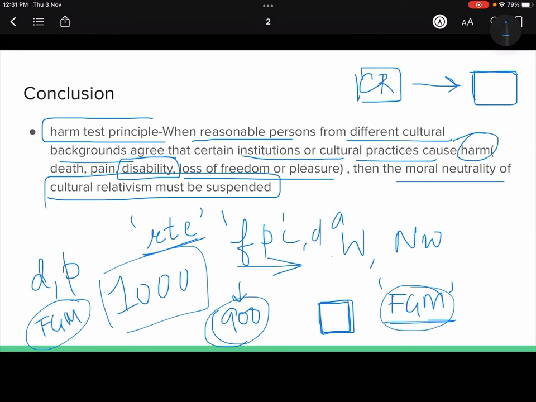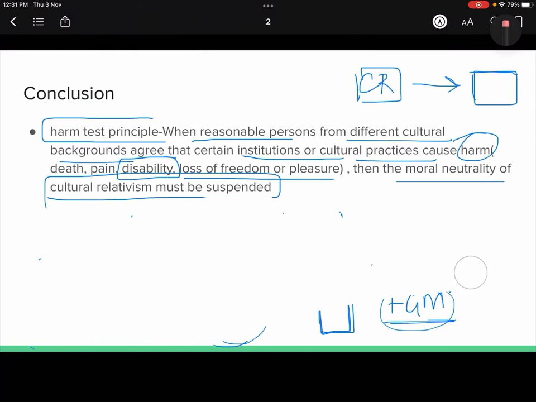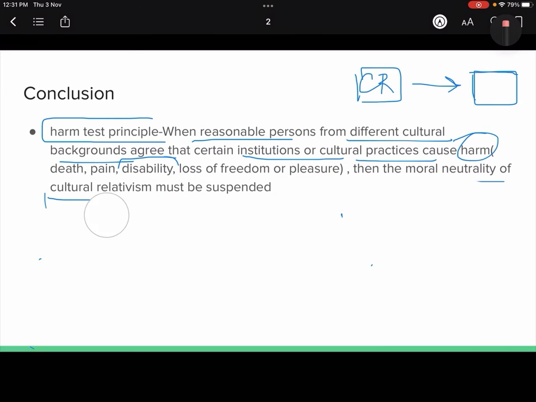So with this kind of harm test principle, you can say that we can bring in a fine balance between human rights and cultural relativism. You can conclude by saying that though these two terms are linked with a fine thread, we can take out principles like the harm test principle where we can find a fine balance between the two, right? Like this, you can just conclude.